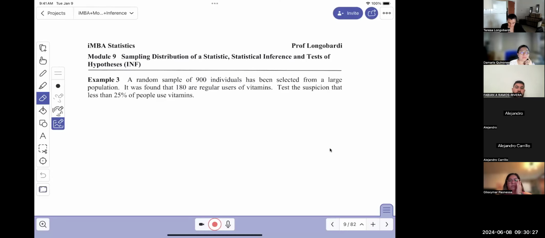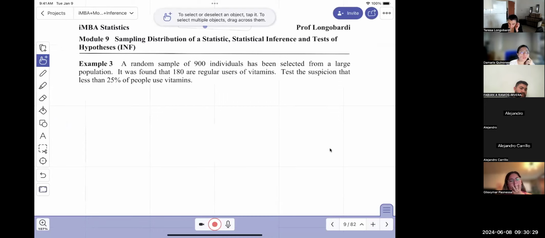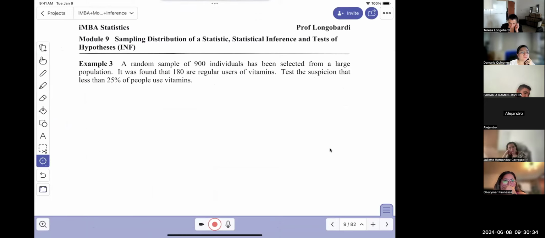All right, so this should be review if you watched the video already, but I'm going to do it anyway because it's an introduction to the topic. Okay, so here's the problem. A random sample of 900 individuals has been selected from a large population. If you remember back to the formula sheet, we need the population to be large, not the sample, the population that it's drawn from. It was found that 180 are regular users of vitamins. Test a suspicion that less than 25% of people use vitamins.